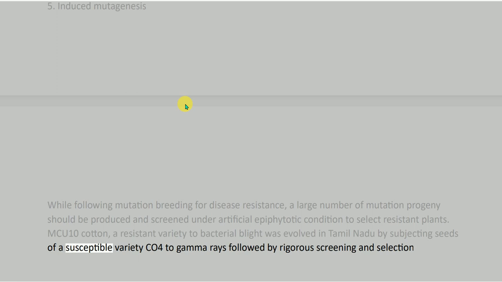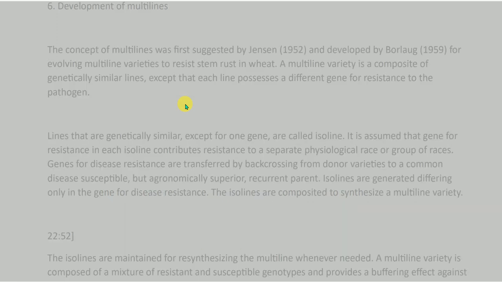6. Development of multilines. The concept of multilines was first suggested by Jensen, 1952, and developed by Borlaug, 1959, for evolving multiline varieties to resist stem rust in wheat. A multiline variety is a composite of genetically similar lines, except that each line possesses a different gene for resistance to the pathogen. Lines that are genetically similar, except for one gene, are called isolines. It is assumed that the gene for resistance in each isoline contributes resistance to a separate physiological race or group of races.